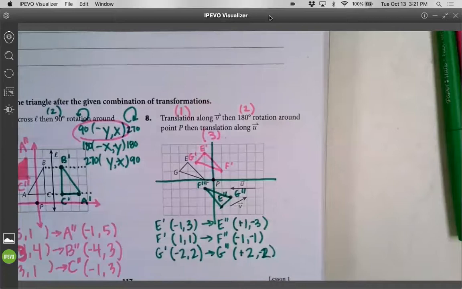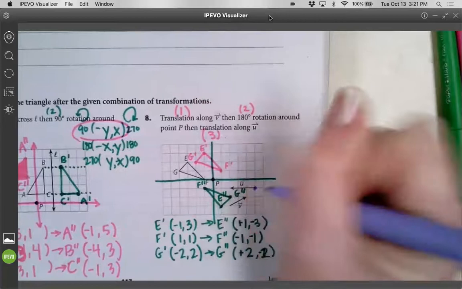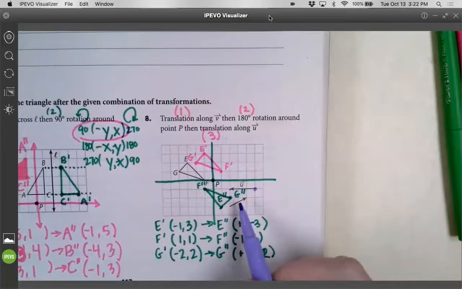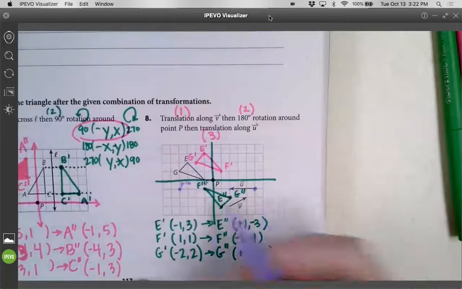We need to translate this along vector U. Vector U is down here. Vector U takes our initial point and it moves it 1, 2, 3 spaces to the left. So we're going to take all of these and we're going to move them 3 spaces to the left. So F triple prime goes right there, 3 spaces away from F double prime.